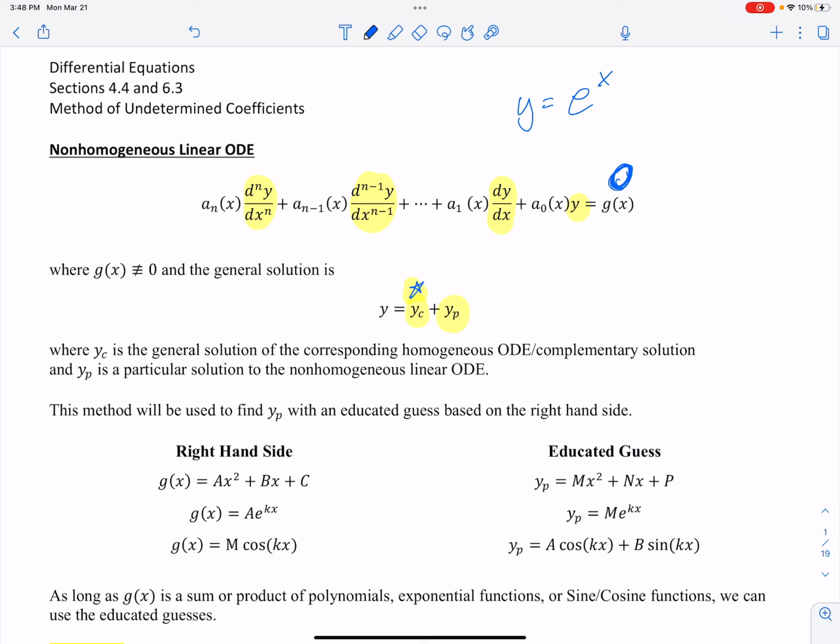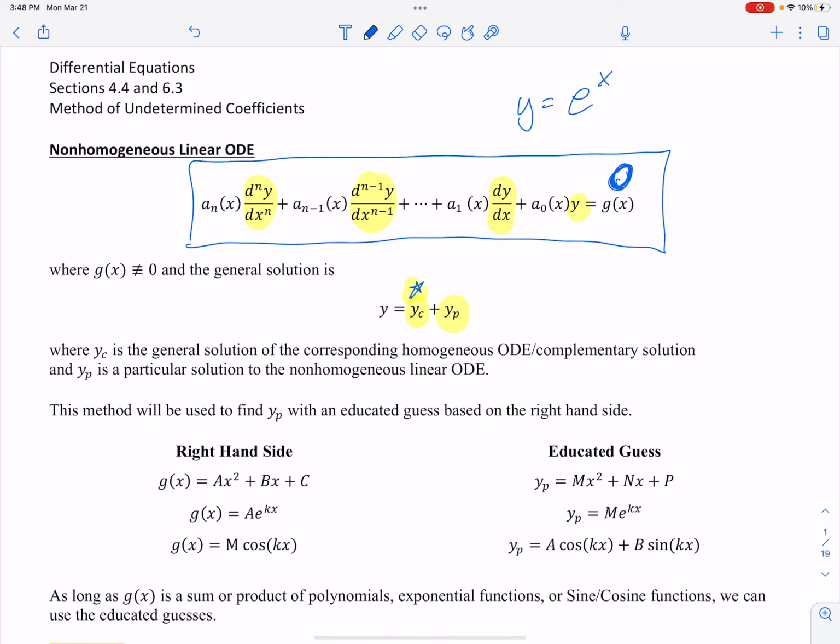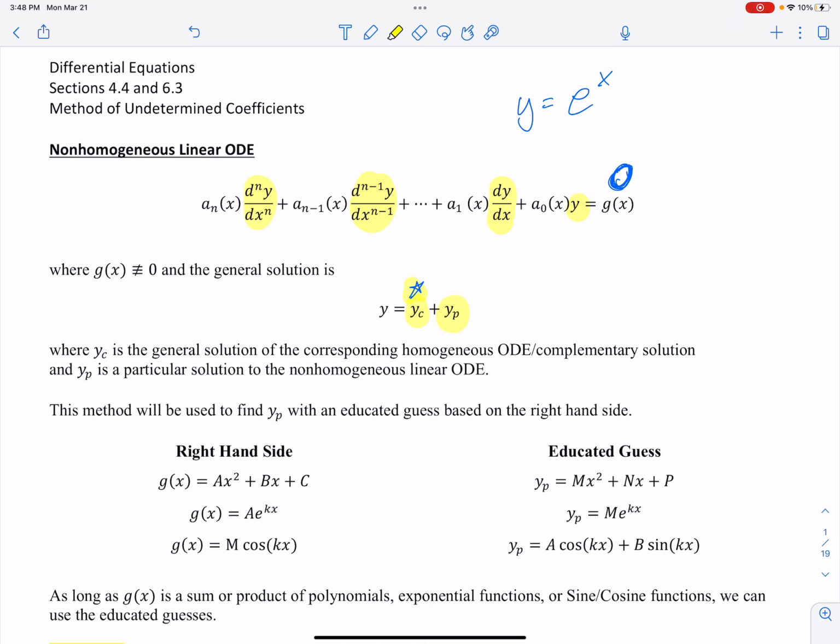What I'm saying is I can maybe eyeball this as long as this function over here, g of x, is something nice and pretty, then I can probably eyeball it and figure it out. Let's talk about what that means.